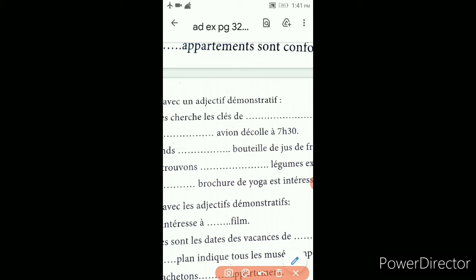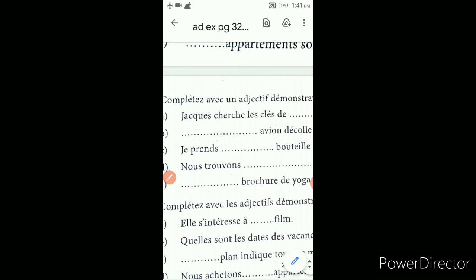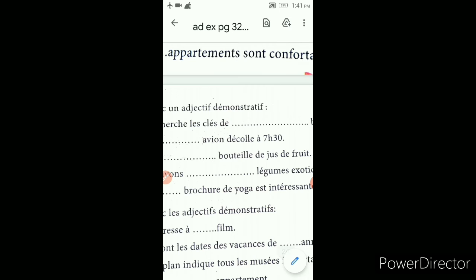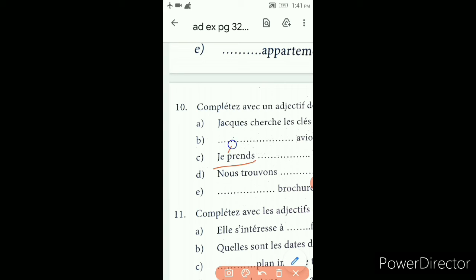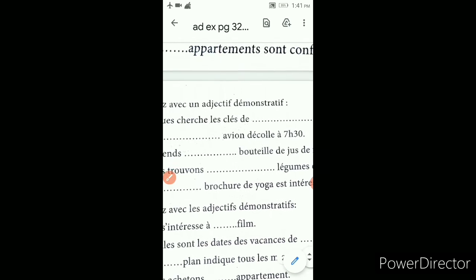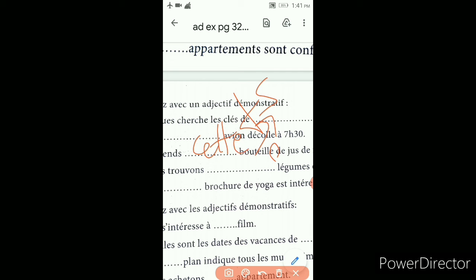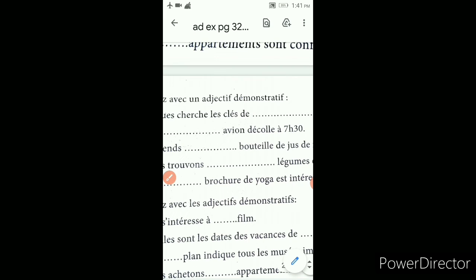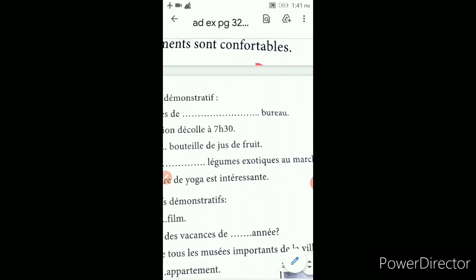D'école à 7h30. Departs from school at the time they have given. Je prends cette bouteille de jus de fruits. Bouteille means bottle. Je prends means I take this bottle of fruit juice. Jus de fruit means fruit juice. Bouteille is ending up with E, so it is feminine singular. Cette bouteille.